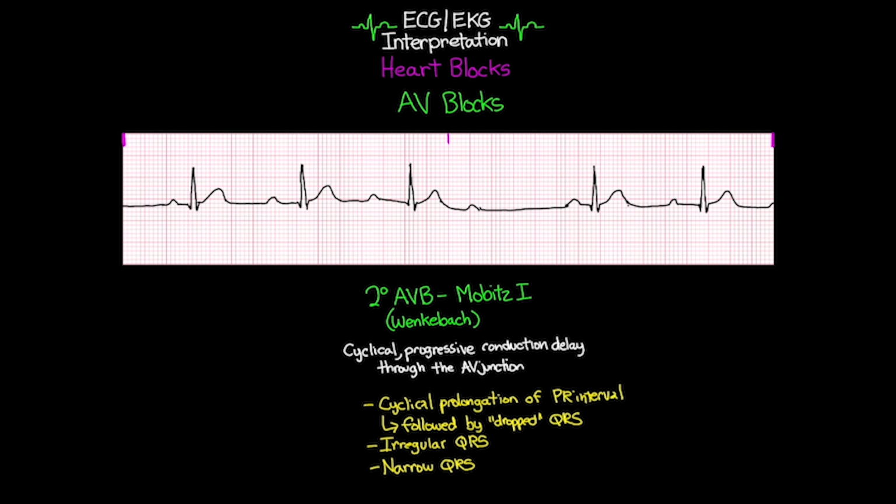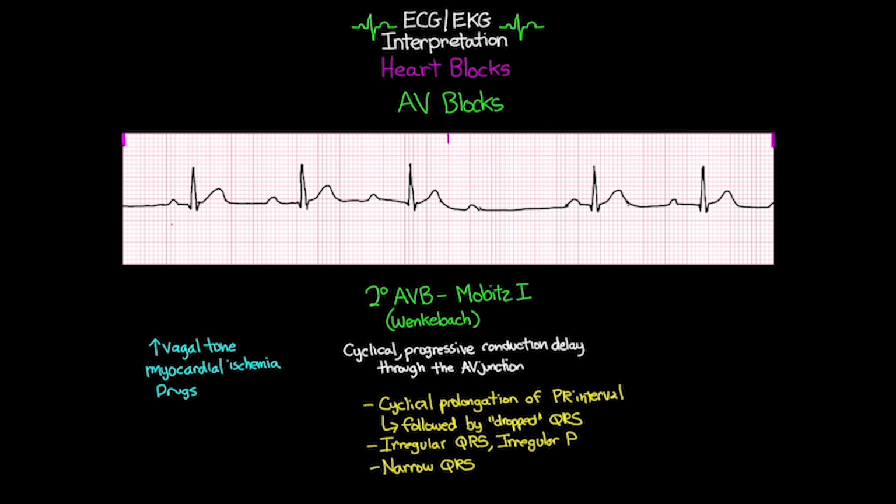And just to cover some of our potential causes of this, it could be as a result of increased vagal tone, could be from myocardial ischemia, or it could be from the effect of drugs. Think of things like our calcium channel or beta blockers or even digoxin. Now, I did also forget to mention real quick, along with that irregular QRS, you're also going to have an irregular P. So let's take a look at this and see what we have going on.